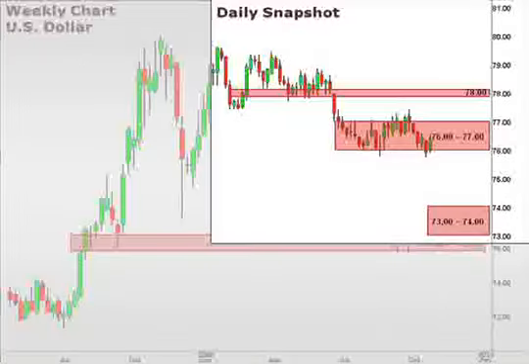A quick look at our daily snapshot shows the importance of the 76-77 range as an area of consolidation. In the near term, a move back up to test the 77 short-term resistance level is a distinct possibility.